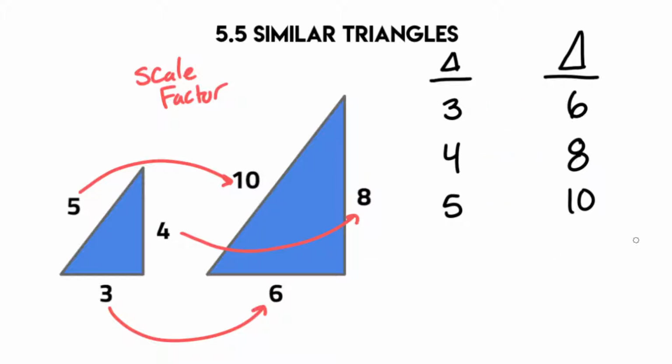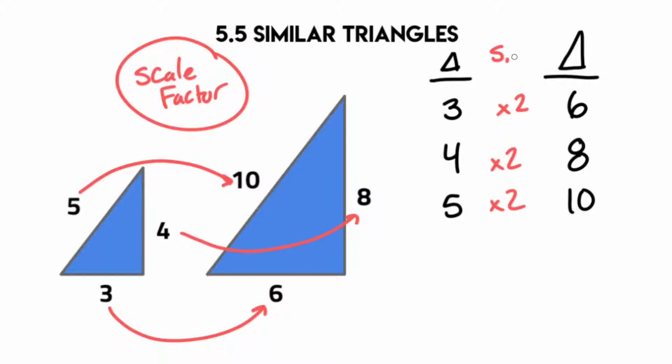Okay? And now, again, because they are similar triangles, they all have to use the same scale factor. So 3 multiplied by what number is going to give me the number 6? 2. 4 times 2 gives me 8, and 5 times 2 gives me 10. So the scale factor for this dilation was 2. That's how we know these are similar triangles. So 5 had to multiply by 2 to get to 10, 4 had to multiply by 2 to get to 8, and 3 had to multiply by 2 to get to 6. Cool? That is what makes a similar triangle.